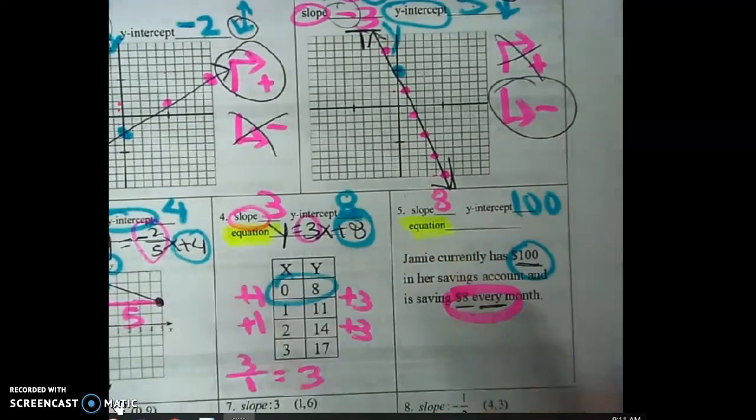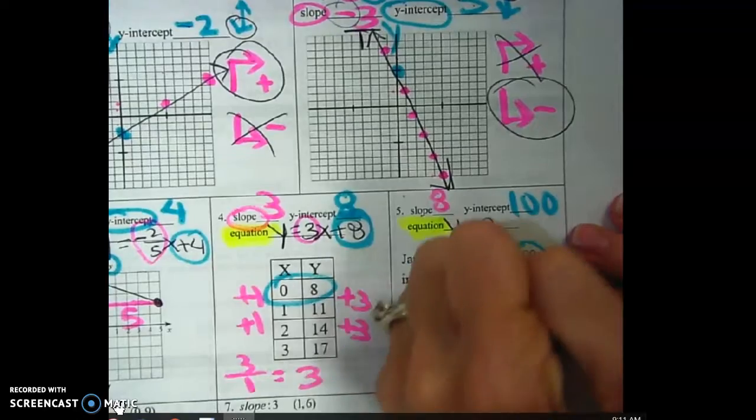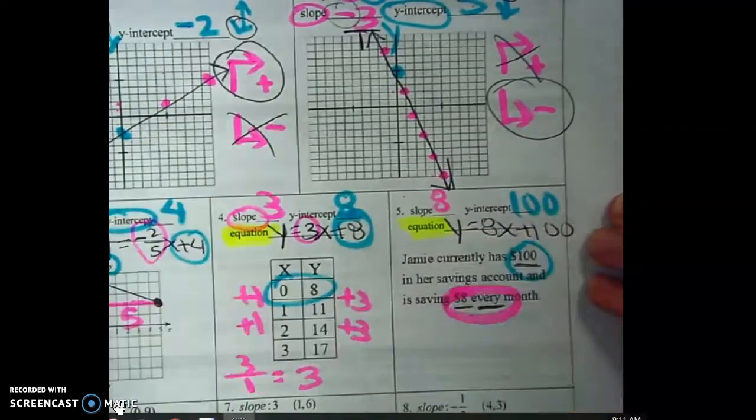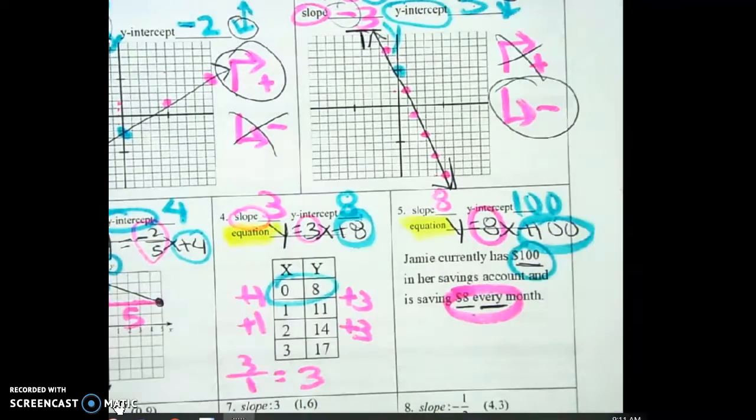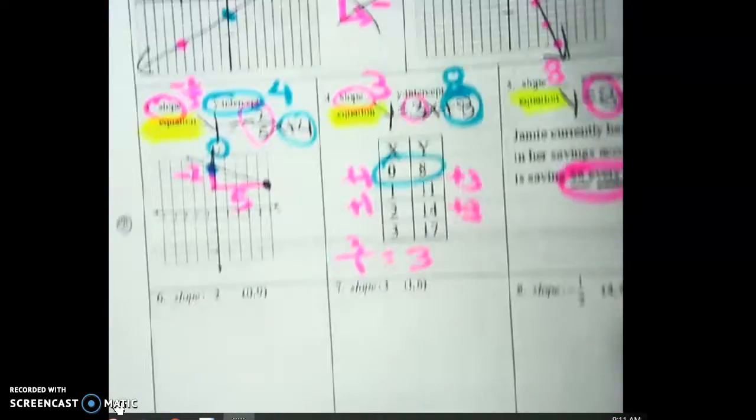Now I can get the equation. Y equals 8x plus 100. 8, 100. Okay? Now I'm going to do this one.